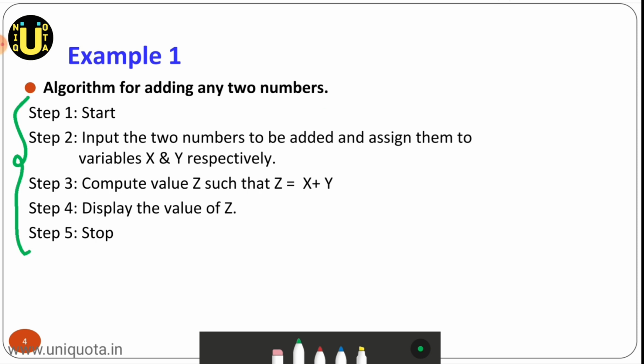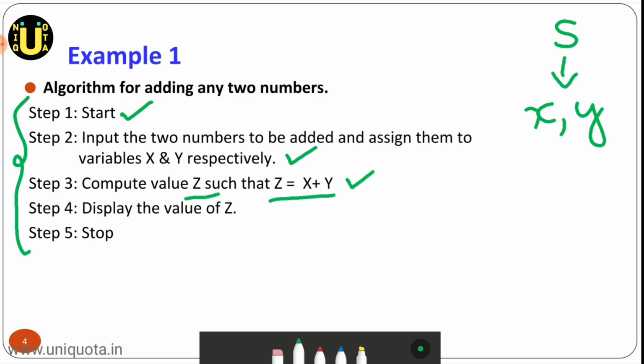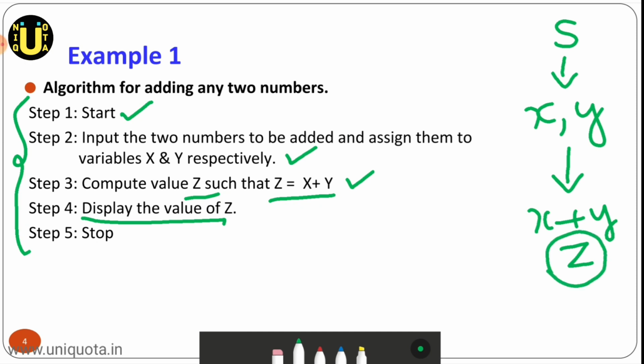Start with step 1. Just write start. You should write that for everything. Then you are taking in values. Input the two numbers to be added and assign them to variables x and y. So first you started, then x and y have been input. Then compute the value z, such that z is equal to x plus y. Next you are calculating x plus y, which you take as z. Then display the value of z.